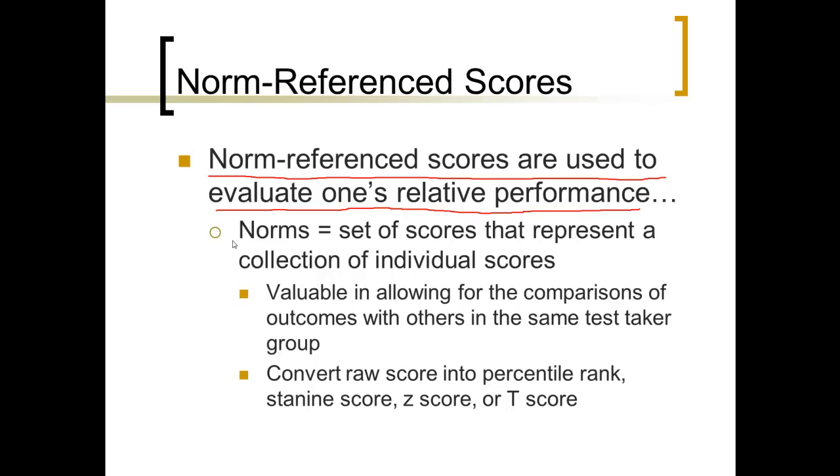And so we have a set of norms. It's a set of scores that represent a collection of individual scores. In this particular case, we would have a collection of 50 scores. For that particular little example we've got, 50 people took the test, we've got 50 different sets of scores. Now obviously some scores are the same as others, but every person has a score.